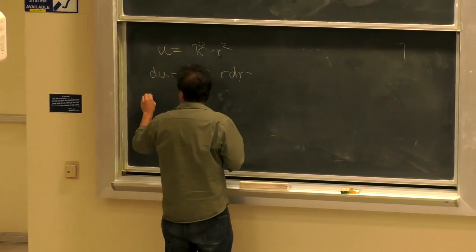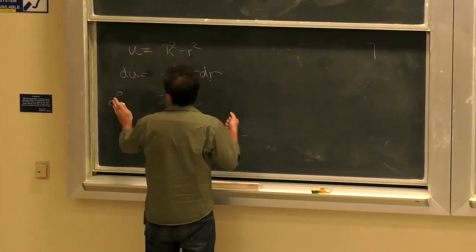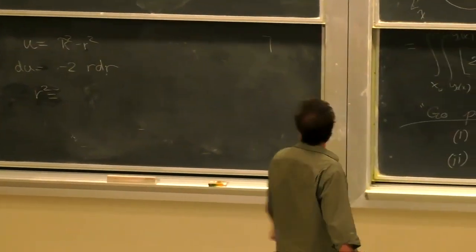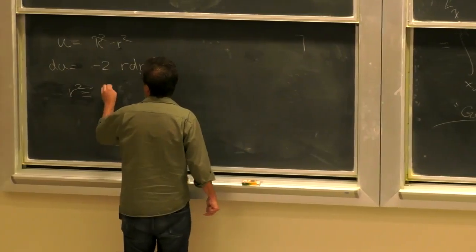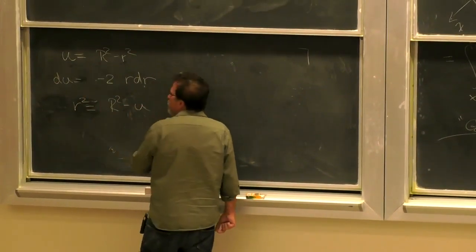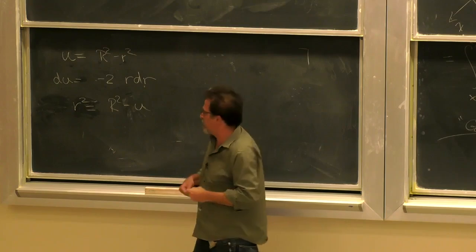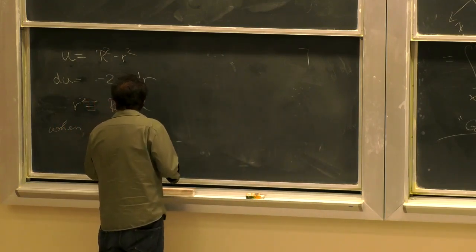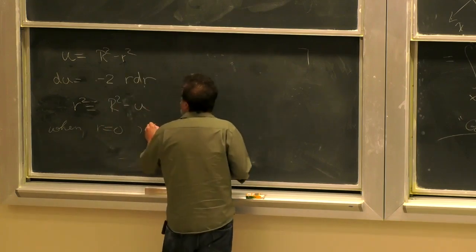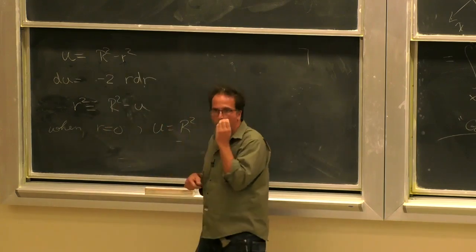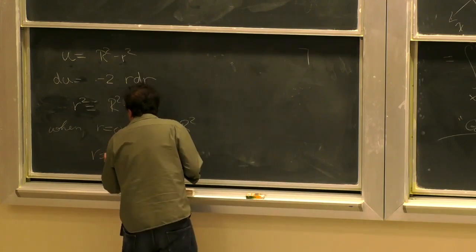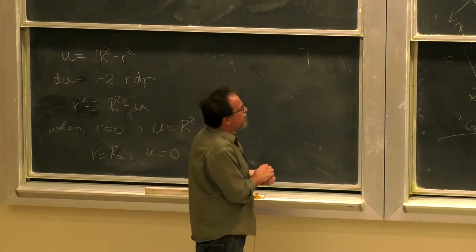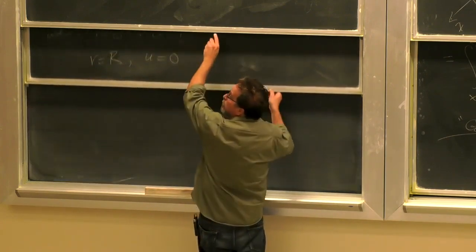Therefore, because I have to eliminate little r squared also, little r squared is equal to capital R squared minus u. That's one of the terms I'm going to have to eliminate. And then when you do a u substitution, you say when r equals 0, which is the lower bound of integration, u is equal to capital R squared. When r is equal to capital R, u is equal to 0. So with that, I've made the whole transformation.